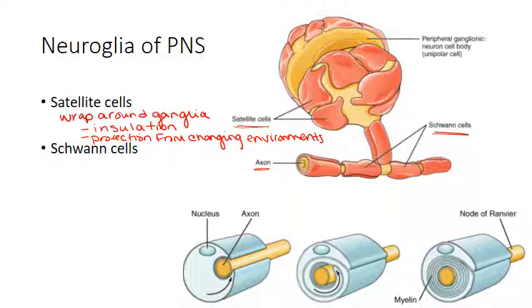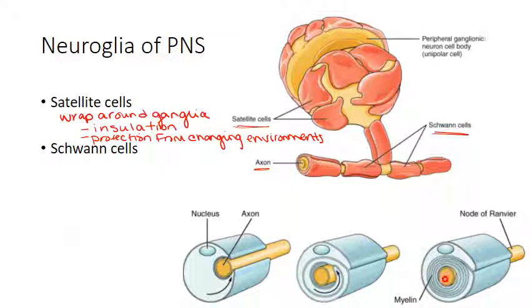The type of neuroglial cell in the peripheral nervous system that we're going to spend more time talking about are Schwann cells. Schwann cells are going to wrap around the axons of the neurons that are in the peripheral nervous system. They, similarly to what we see with our oligodendrocytes in the central nervous system, wrap multiple times, so they sort of form this tight coil.